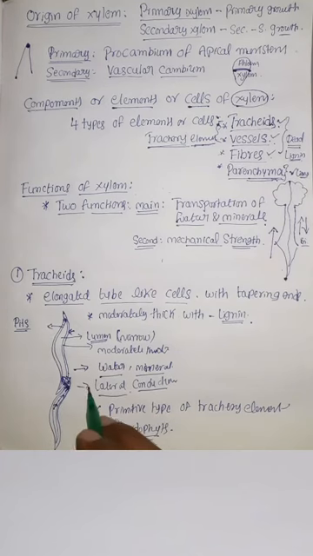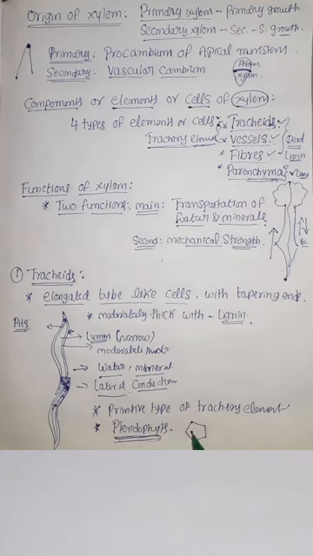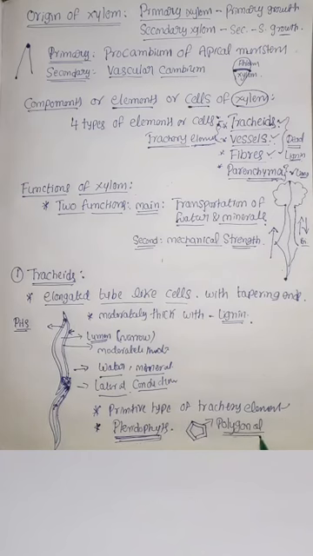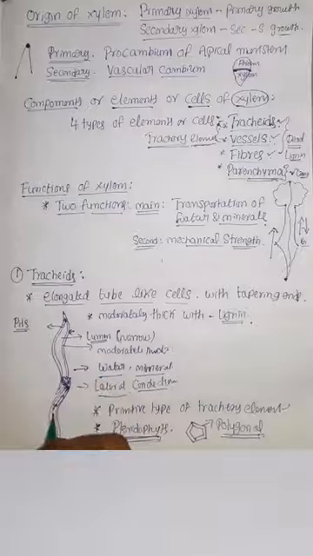Tracheids are also found in angiosperms and gymnosperms, but they are found predominantly, almost exclusively, in lower plant groups like pteridophytes. In the cross section, the cells appear polygonal or hexagonal in shape. Okay, this is all about tracheids.